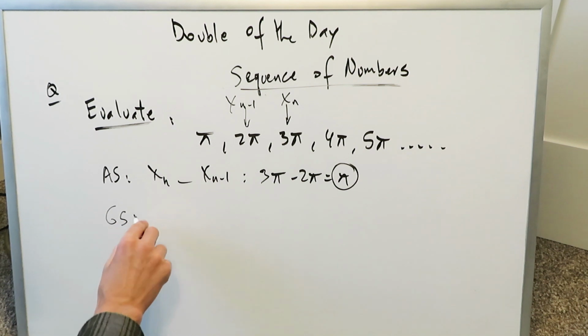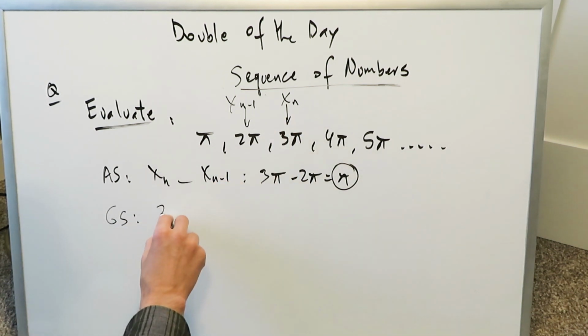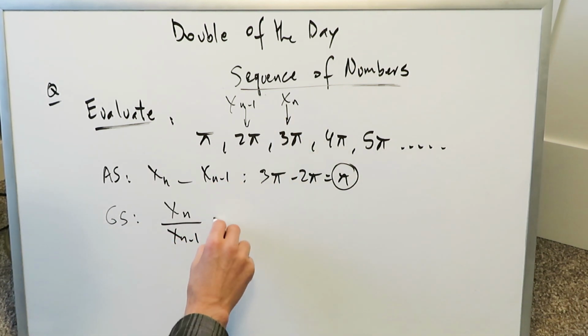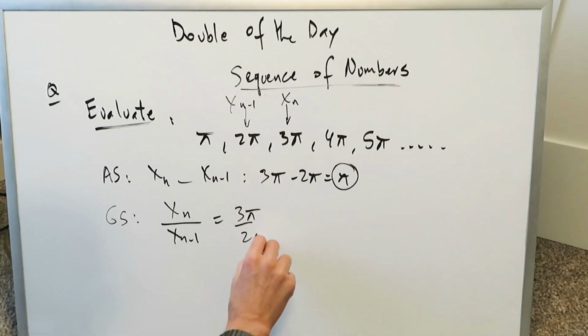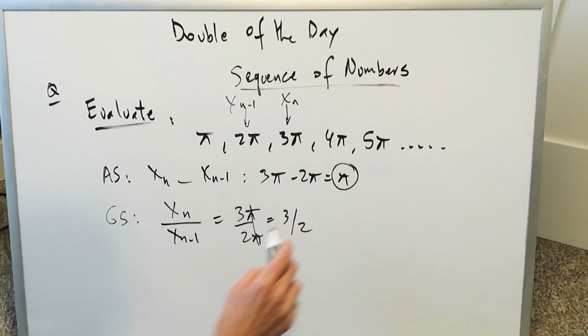Let's do it for a geometric sequence. Pick these same 2 numbers, x to the n divided by x to the n minus 1. Here you'll do 3 pi divided by 2 pi. The pi's will cancel out. You'll have a ratio here of 3 over 2.